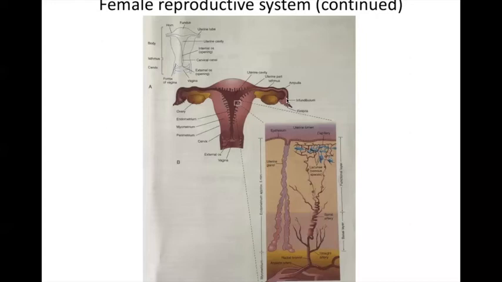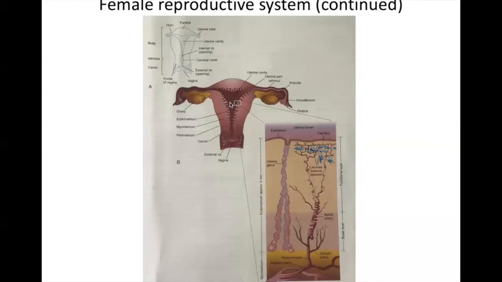It's pulled in there by the fimbria, and then it travels up into the ampulla. The ampulla, under normal circumstances, is usually where fertilization occurs, okay? Fertilization happens in the ampulla under normal circumstances. Then you have the isthmus, right? And the way that the egg travels from here to there is through peristaltic motions, right? The same way that food gets pushed down your intestines, the peristaltic muscle contractions push the egg all the way through into the uterine cavity, okay?